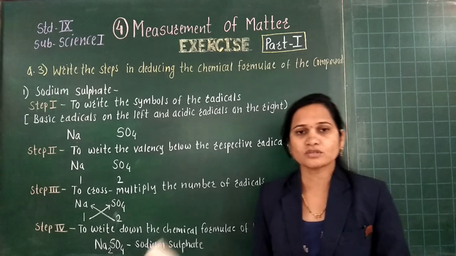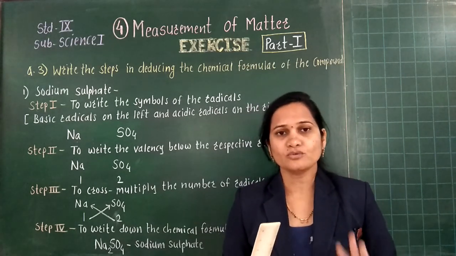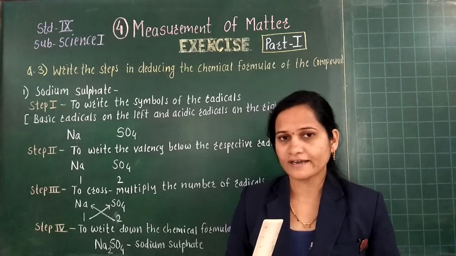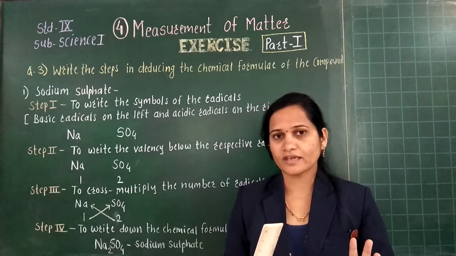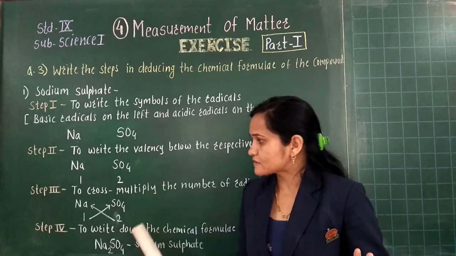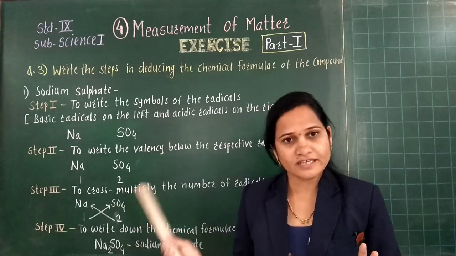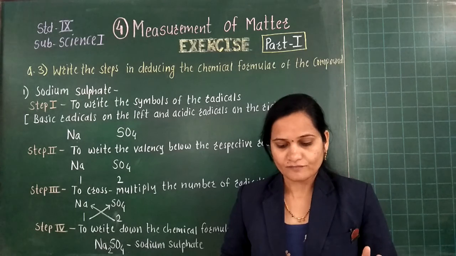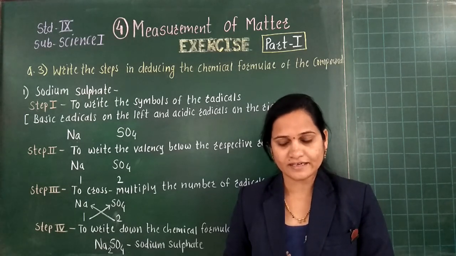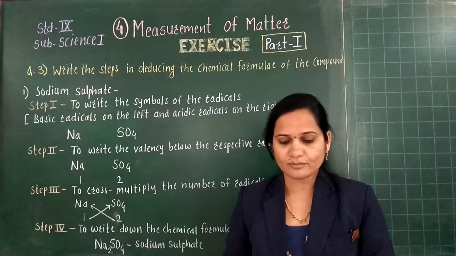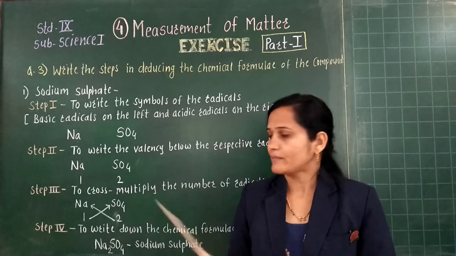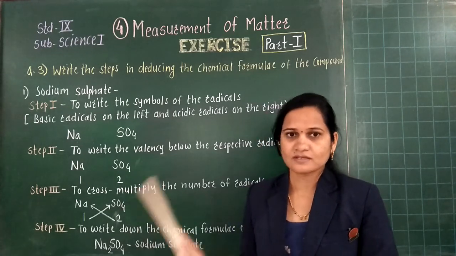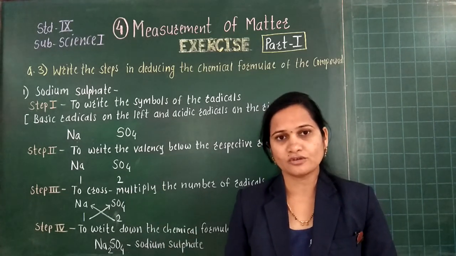By using these 4 steps we can deduce the chemical formulae of the compound. But which two things are important here? You must know the symbol of the radical and the valency of that element. So see the steps carefully, and by using these 4 steps, remaining examples are given there: potassium nitrate, ferric phosphate, calcium oxide and aluminium hydroxide. Again 4 examples are there. By using these 4 steps, solve those examples also in your notebook.